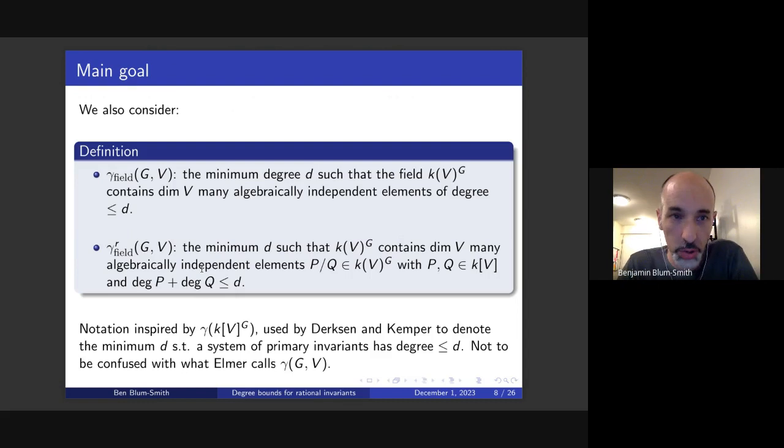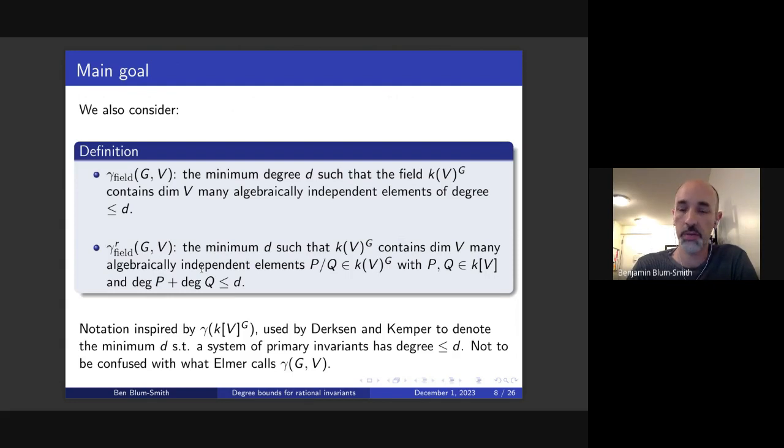Right, I'm also just going to quickly define two other numbers, gamma field and gamma rational field. They're the same definition, except instead of actually needing to generate the field of rational functions, you're just asking for a transcendence basis. So gamma field is the degree such that the polynomials of less than or equal to that degree contain a transcendence basis.